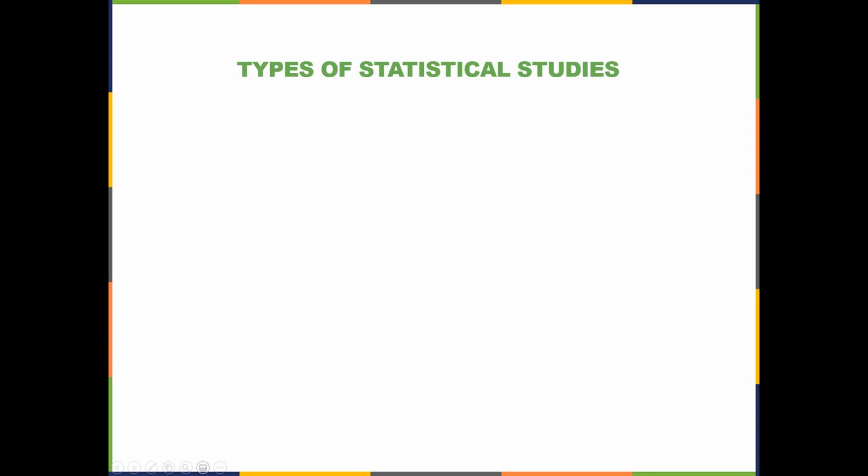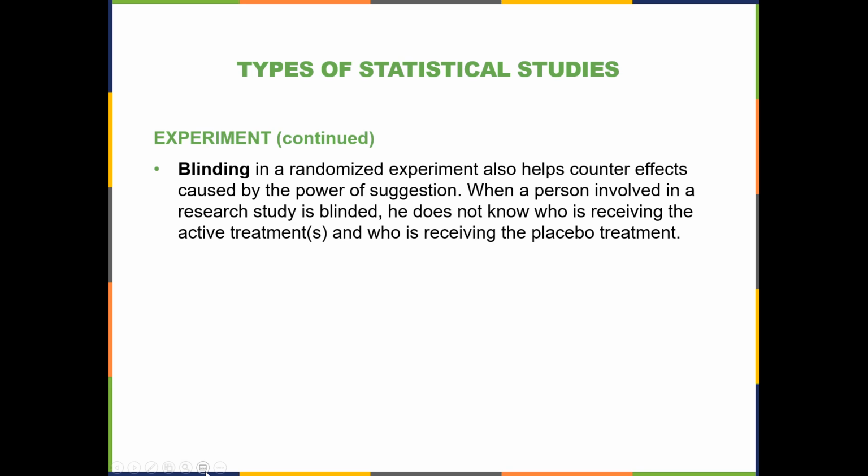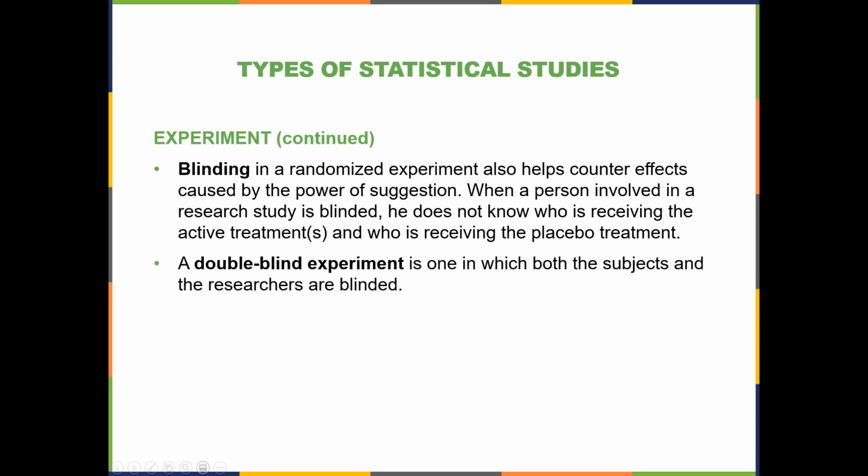Blinding in a randomized experiment also helps counter effects caused by the power of suggestion. When a person involved in a research study is blinded, he does not know who is receiving the active treatments and who is receiving the placebo treatment. A double-blind experiment is one in which both the subjects and the researchers are blinded.